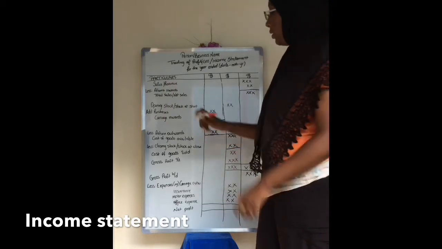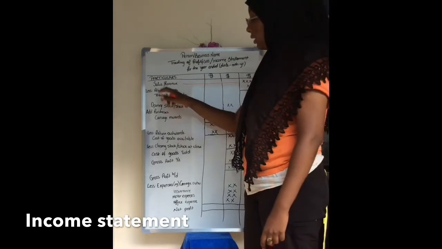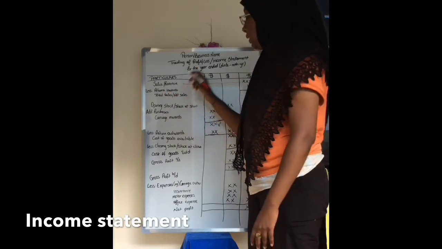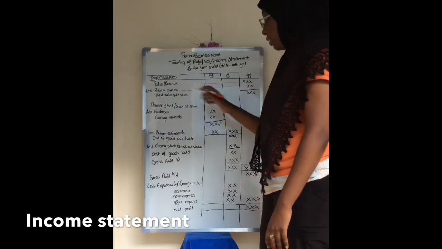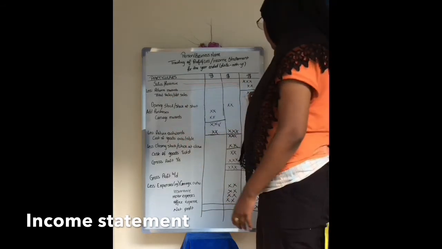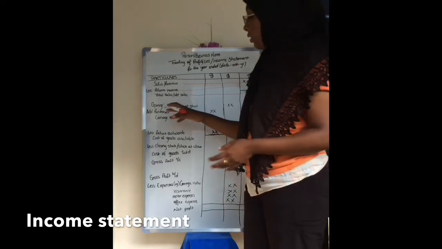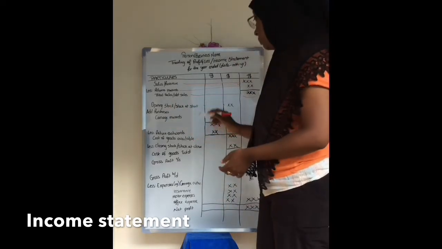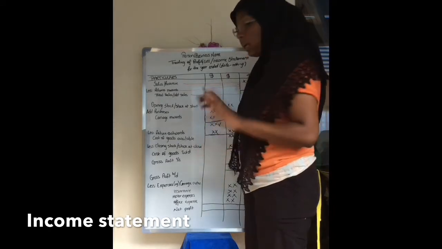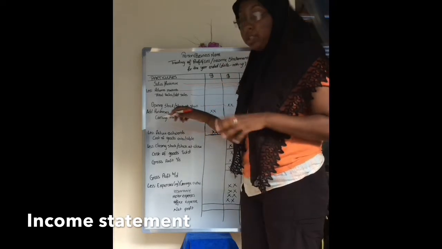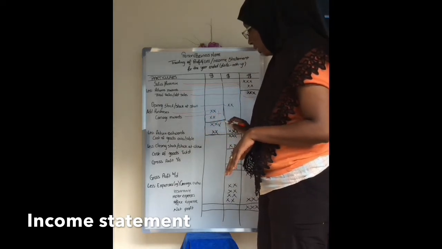So the first thing you're going to have is your sales and revenue. The second thing is less the return inwards, which is basically the sales or the revenue minus the return inwards. These two minusing will get you the total sales or net sales, which will be this figure here. After that, you're going to have your opening stock, or stock at start, which should be in the middle column. Then in the first column, you're going to add your purchases and your carriage inwards. You add these two and you get this figure here.